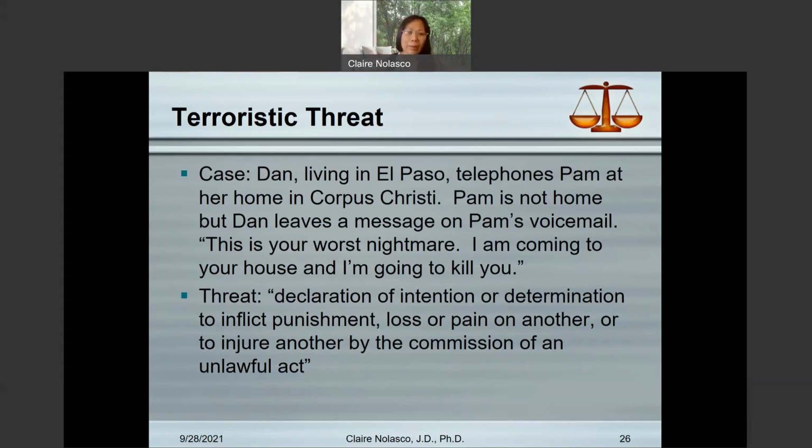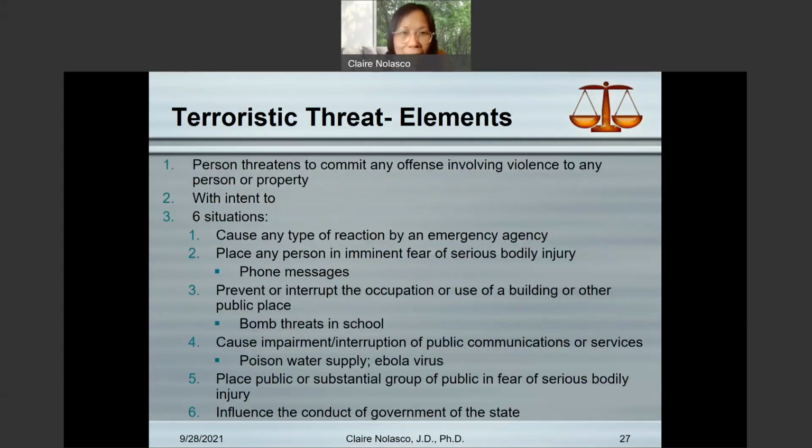Let's look again at the definition of threat. Recall that a few slides back, I told you that threat is a declaration of intention or determination to inflict punishment, loss, or pain on another, or to injure another by the commission of an unlawful act. Okay, so here definitely there would be a threat. Okay, this is terroristic threat because the threat is not immediate or imminent. If it were immediate or imminent, meaning that Dan and Pam were face to face, it would be assault.